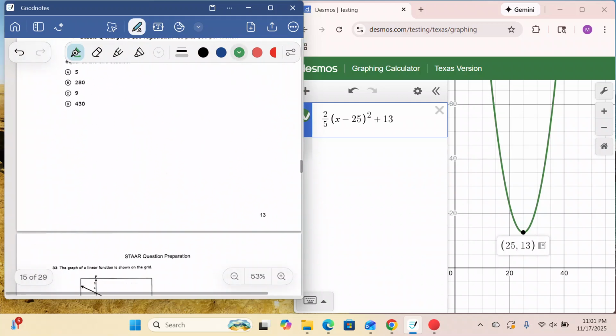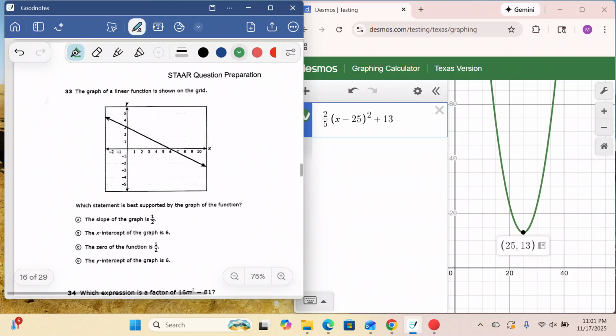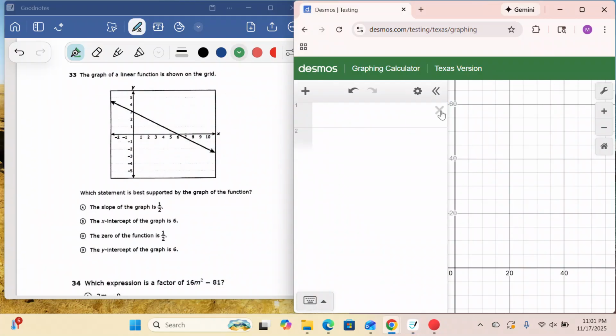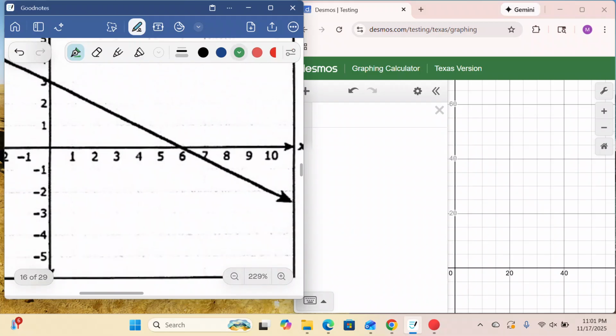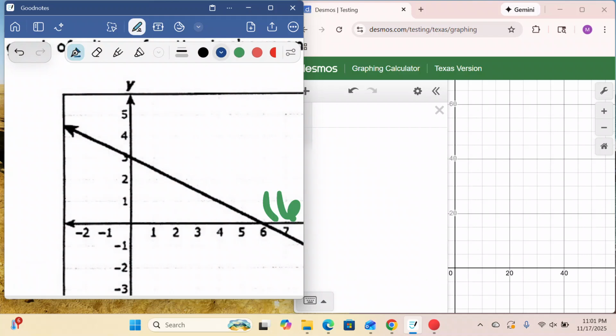Next one that we're going to be working on is number 33, the graph of a linear function. So first of all, we don't need Desmos. Why? Because it does everything. Well, we might need Desmos. Let's stand corrected. First, I'm going to look at my graph and find my x-intercept. My x-intercept is 6, 0. So I have my x-intercept. I want to find my y-intercept. My y-intercept right here is 0, 3.